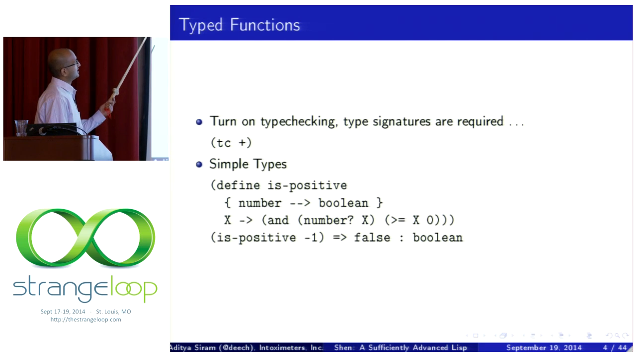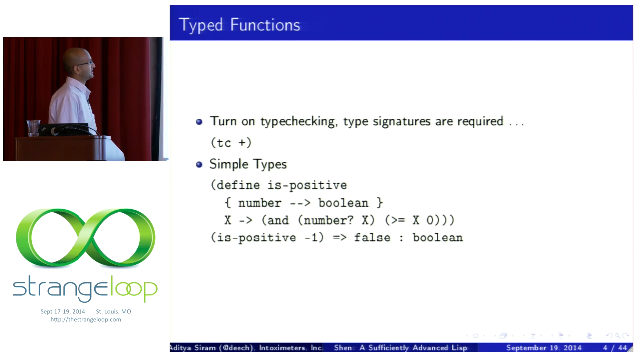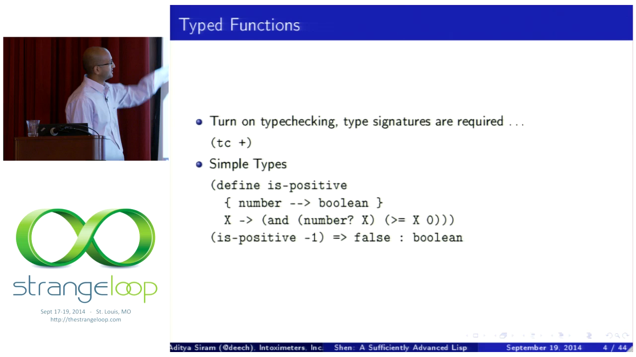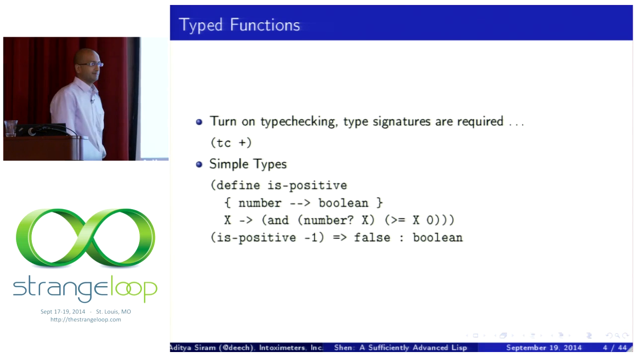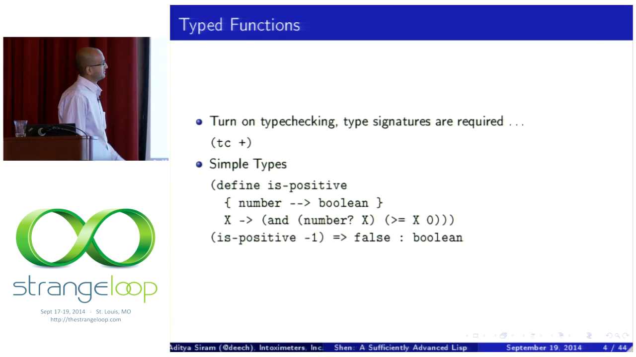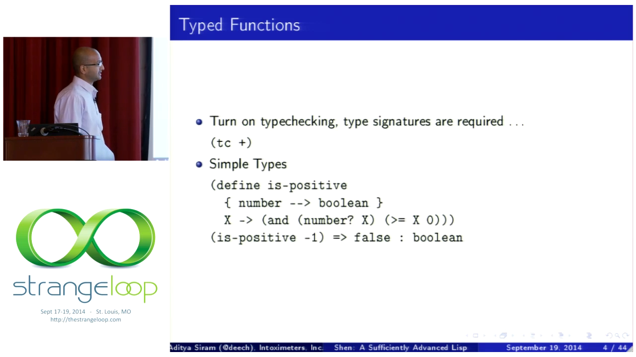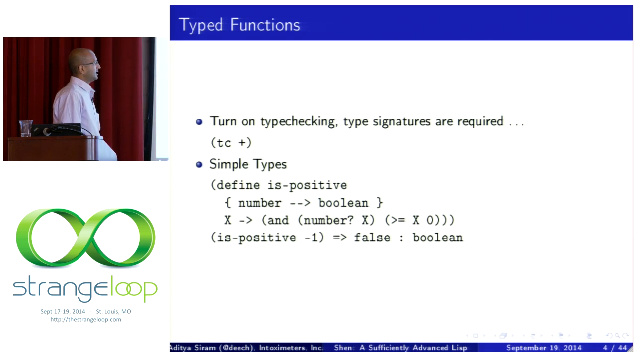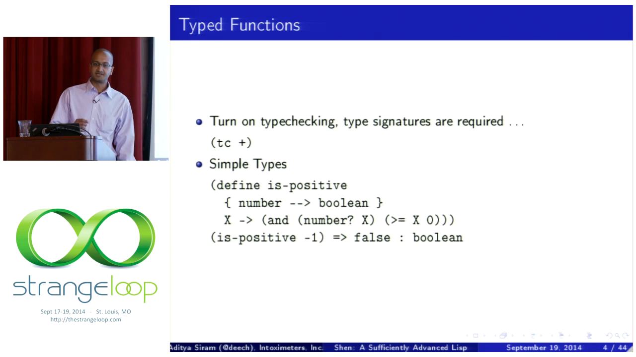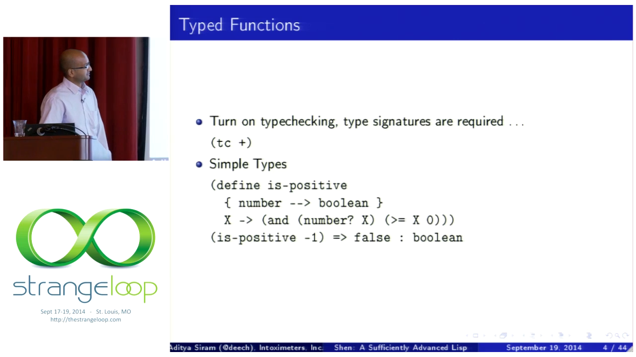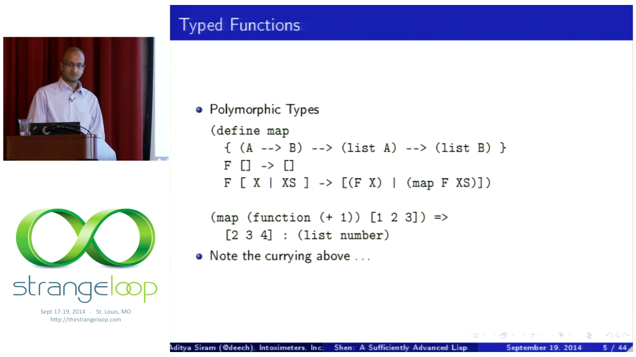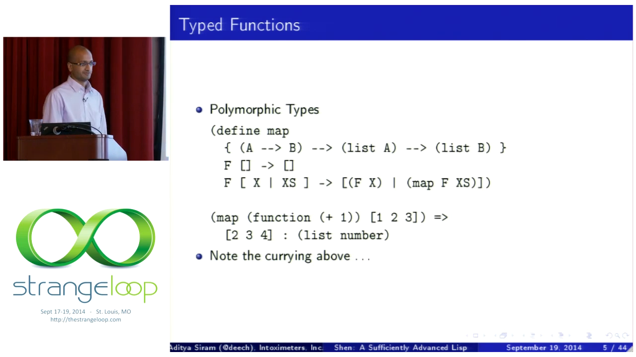So here's a function that checks to see if a number is positive. It takes a number. It outputs a Boolean, as you can tell by this type signature right here. And the body of the function is pretty simple stuff. It just checks to see that x is a number and that x is greater than 0. But note that when you run the function in the normal way, the output actually has a type attached to it. In this case, it's Boolean. So that's pretty simple.